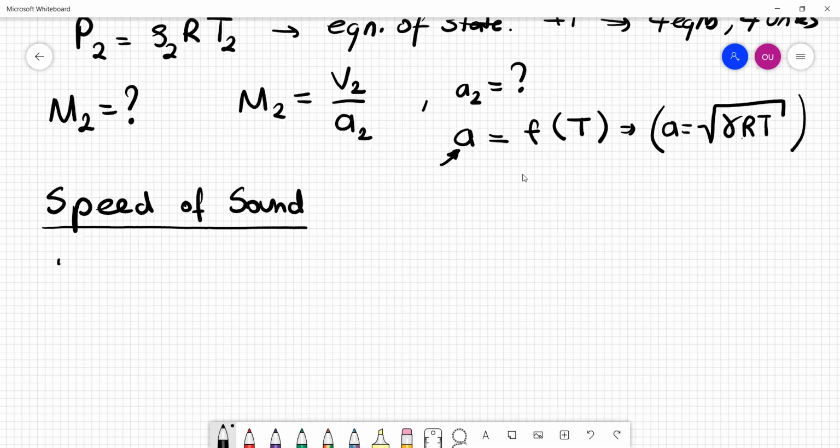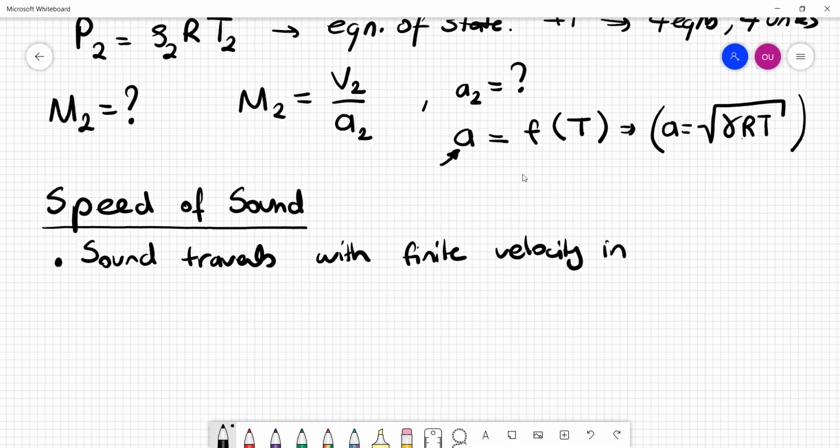Not only that, sound travels with finite velocity in a medium, I must say. In our case, our medium is air, so we are very much interested in how fast sound travels in air. But in general, sound travels with different velocities in different mediums, like a solid medium or a liquid medium, with totally different velocities.